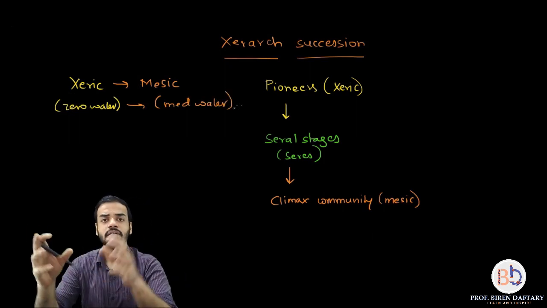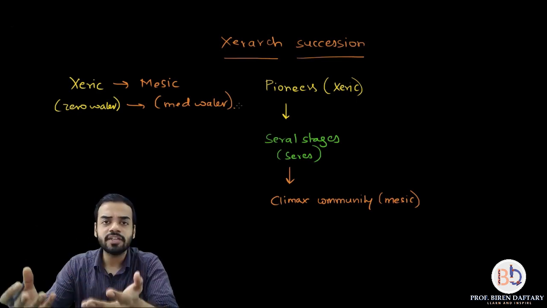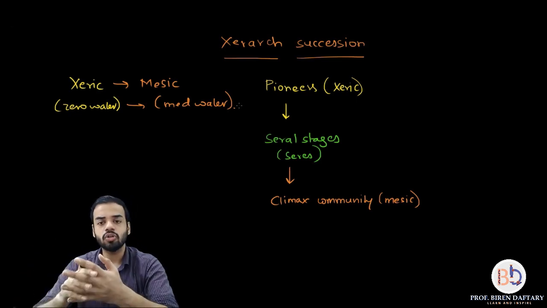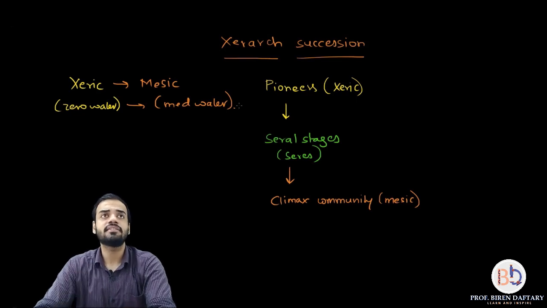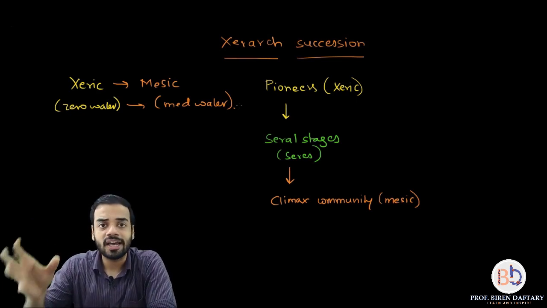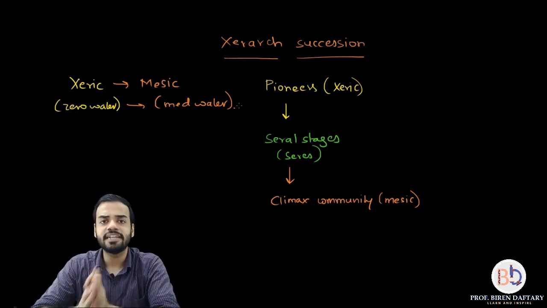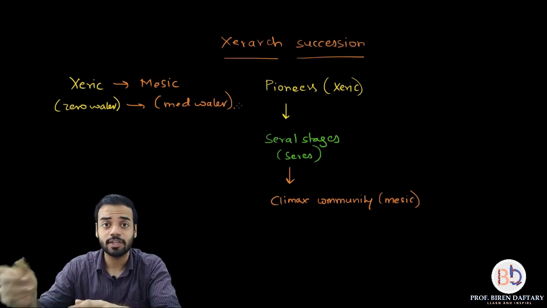Now just imagine, a place is completely barren, right? It has got zero water. How will it have a medium amount of water? How will that be done? So now in the case of xerarch succession, the best example is the example of lichens. Okay, so just imagine a place where it is completely dry, there are rocks present, no soil is present. Please remember, soil is not present, soil is formed from rocks.